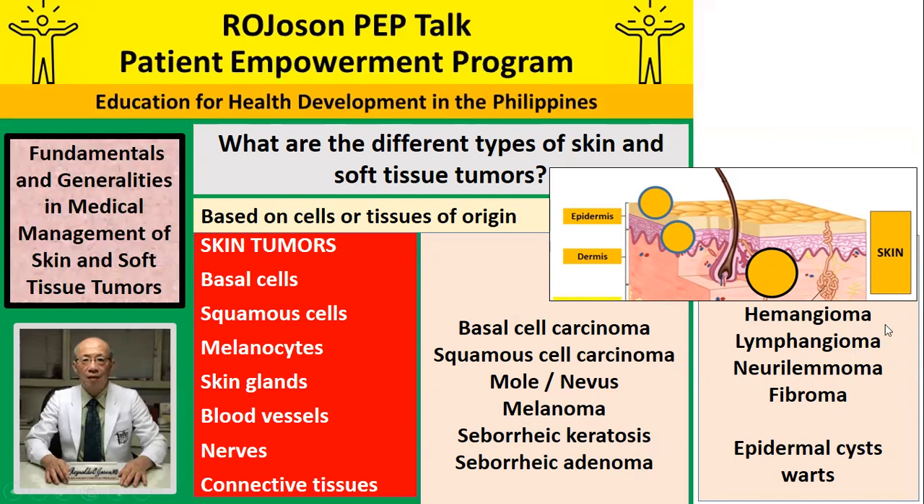Other examples of skin tumors are hemangioma and lymphangioma arising from the blood vessels and lymphatic vessels, neurolymphoma from the nerve in the skin, and fibroma from the connective tissues. Other two examples are epidermal cysts and warts.